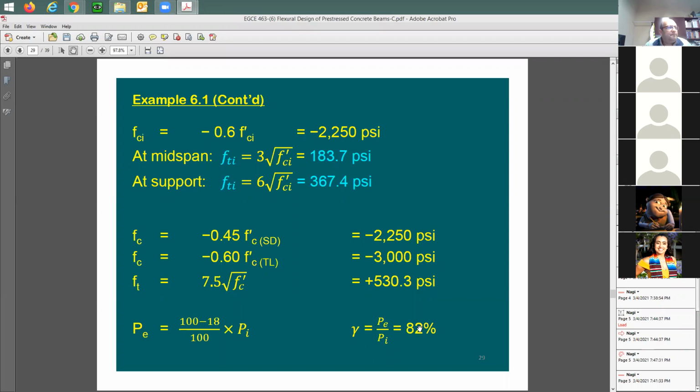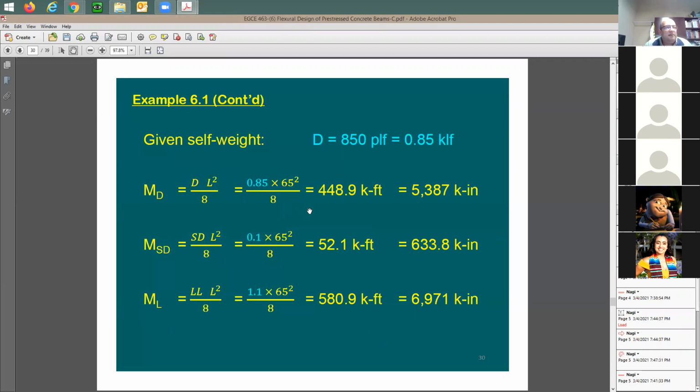Okay, good. What should I do next? You can say next, find out the moment due to dead load, moment due to superimposed dead loads, moment due to live load. The span is 65 feet, simply supported. Dead load, we assume this is going to be 85, or 0.85 kip per linear foot.